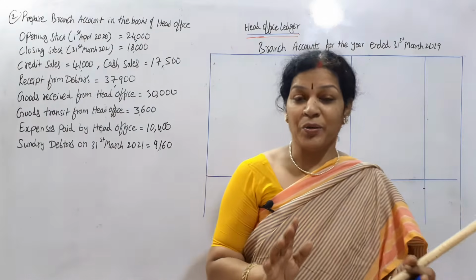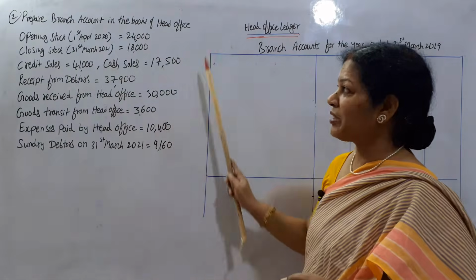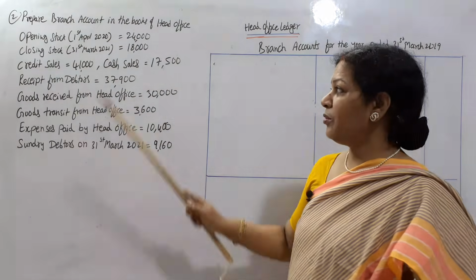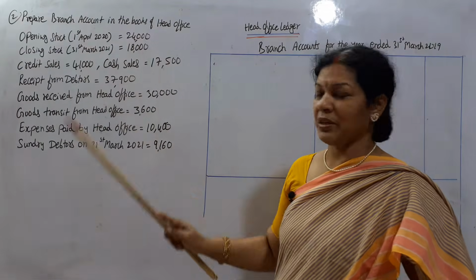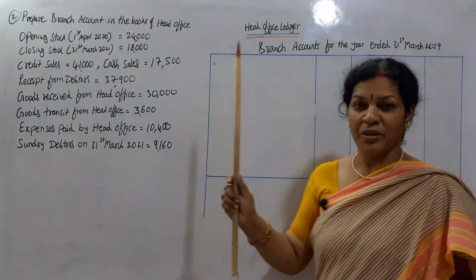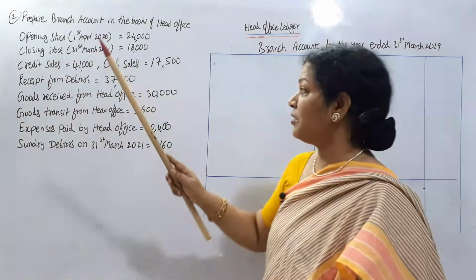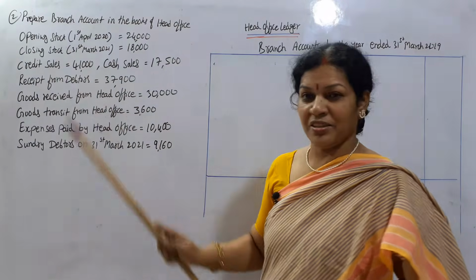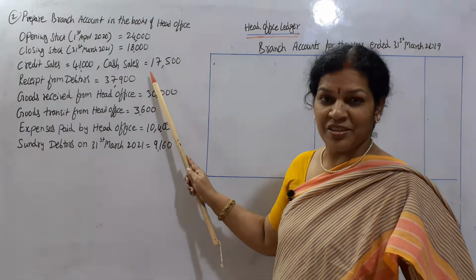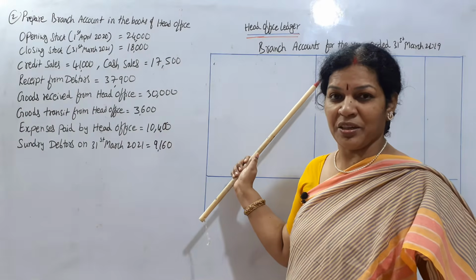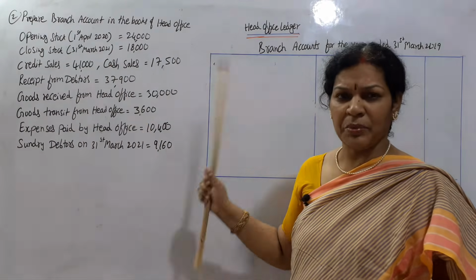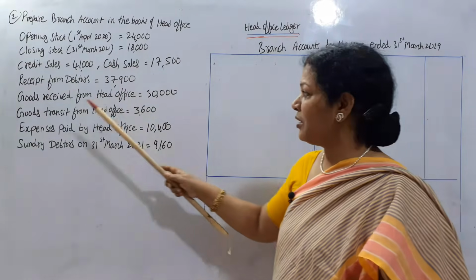Now coming to this problem, the problem is given like this. Prepare branch account in the books of head office. What is given? Opening stock and closing stock are given. Opening stock on the debit side, closing stock on the credit side. Credit sales do not come in the branch account. Cash sales are always on the credit side, by bank. And receipts from debtors, credit side only, by bank.